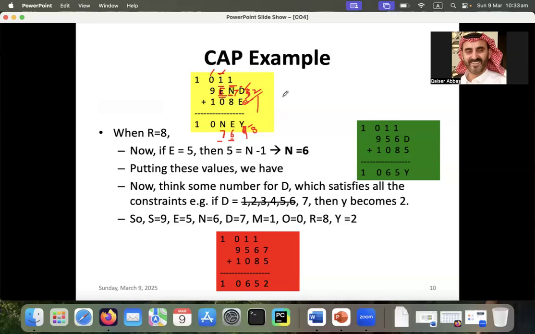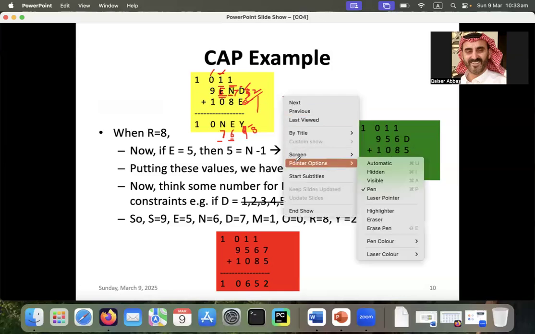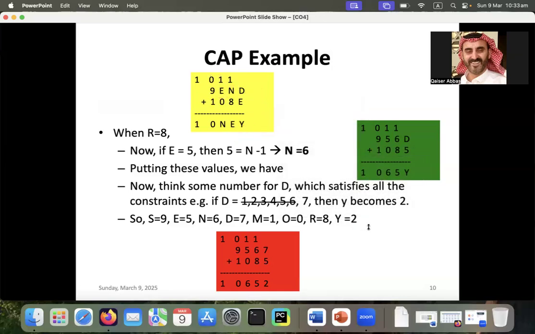It means that the values for N and E that you have already concluded are not right because the constraints are not satisfied. Then what? Previously, I assumed 6 for E. Now I will assume 5 for E. I will assume 5 for E.